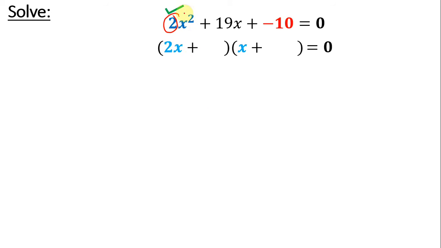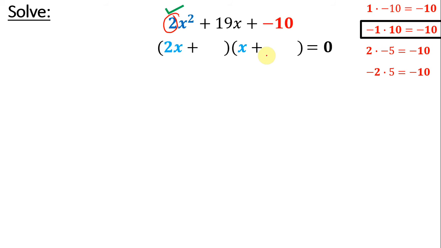Oh well. Alright, so let's think about the numbers that multiply to equal -10. 1 times -10, -1 times 10, 2 times -5, -2 times +5. And now I'm going to think which of these pairs is going to go into my equation. And that pair is going to be -1 and 10. Where will the -1 go, and where will the 10 go? The 10 needs to go here. The -1 needs to go here. Why?